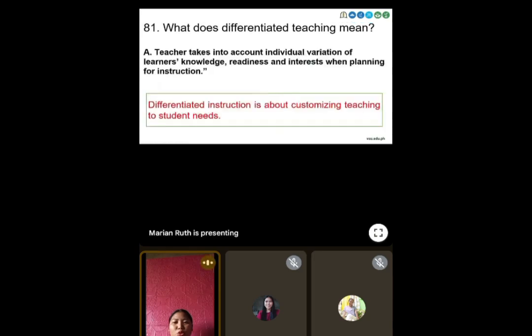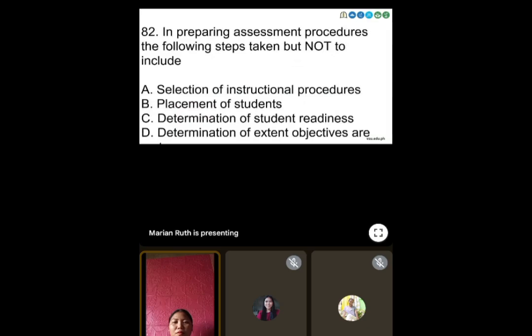82. In preparing assessment procedures, the following steps are taken, but not to include: A. Selection of instructional procedures. B. Placement of student. C. Determination of student readiness. D. Determination of extent objectives are met.